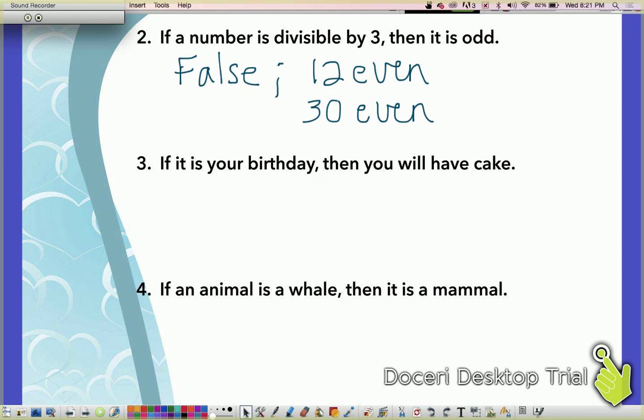If it is your birthday, then you will have cake. All right, well, that could be true. But is it going to be true for all instances? For every birthday, you will have cake. Okay, that's not true. What if I don't like cake? What if for my birthday, I will have ice cream instead of cake?